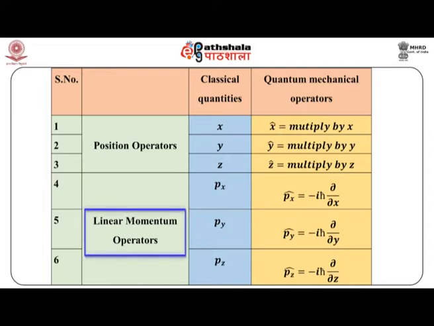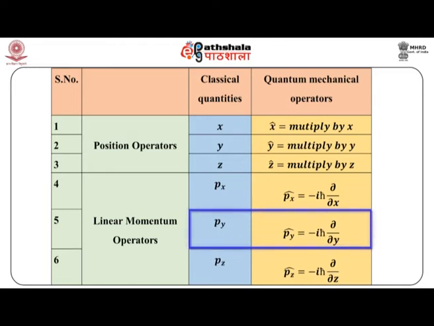Similarly, we have linear momentum operators. These are also the fundamental operators. Now, linear momentum in the x direction, px, which is denoted by px cap, is given by minus iota h cross del by del x. So this is the momentum operator in the x direction. Similarly, py cap equals minus iota h cross del by del y. h cross stands for h upon 2 pi, that you need to remember, and similarly for pz.